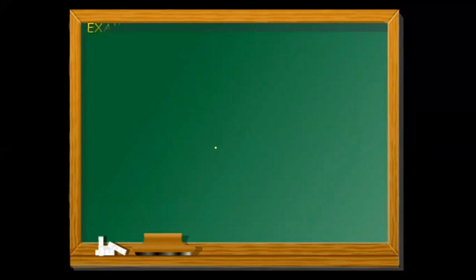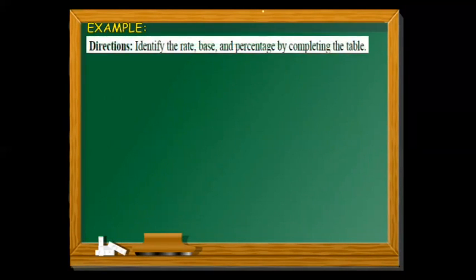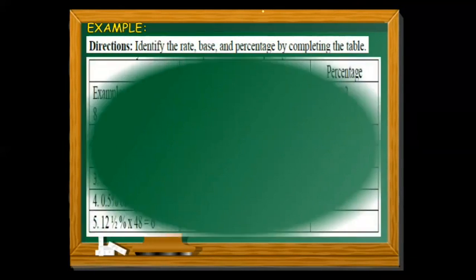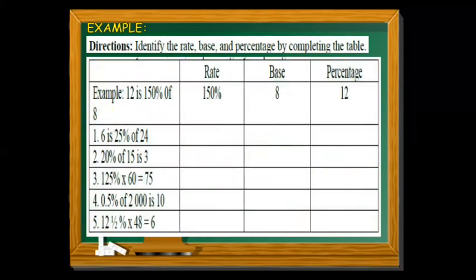Okay, so let's have another example. Identify the rate, base, and the percentage by completing the table. Example, 12 is 150% of 8. Always remember that the one with the percent sign is going to be the rate. Our base is after the percent of. And our percentage is going to be the other number. So, 6 is 25% of 24. Our rate is the one with the percent sign, so it's going to be 25%. And our base is after the percent of, so it's going to be 24. And what remains is going to be the 6.